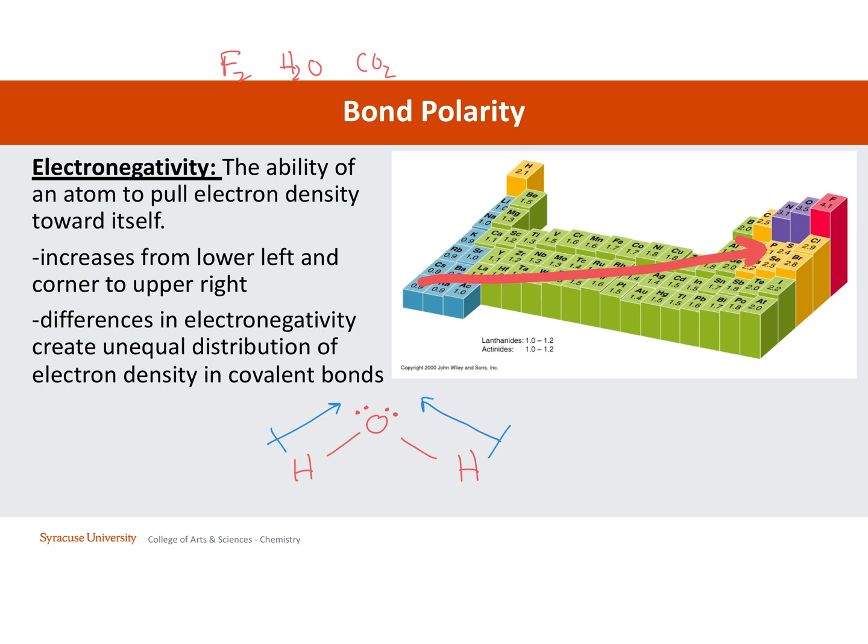And as a result of the 2 electrons that are in this covalent bond, they're going to be a little bit closer to the oxygen, a little bit farther away from the hydrogen. That puts a partial positive charge on the hydrogen and a partial negative charge on the oxygen. That imbalance of electron density, the partial positive and partial negative charges, are what make water polar.